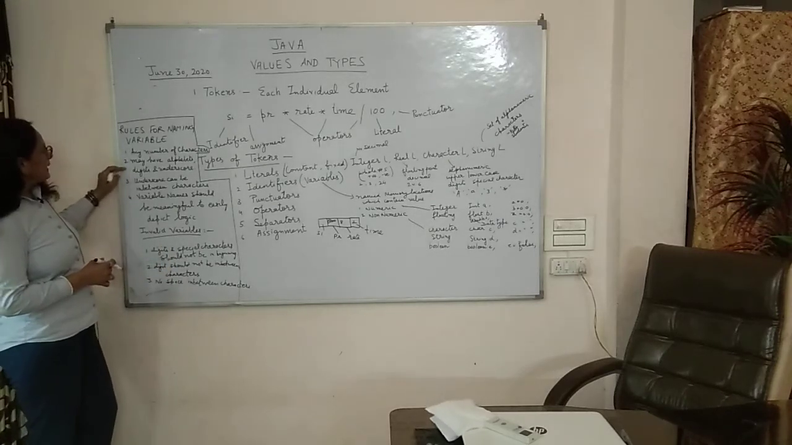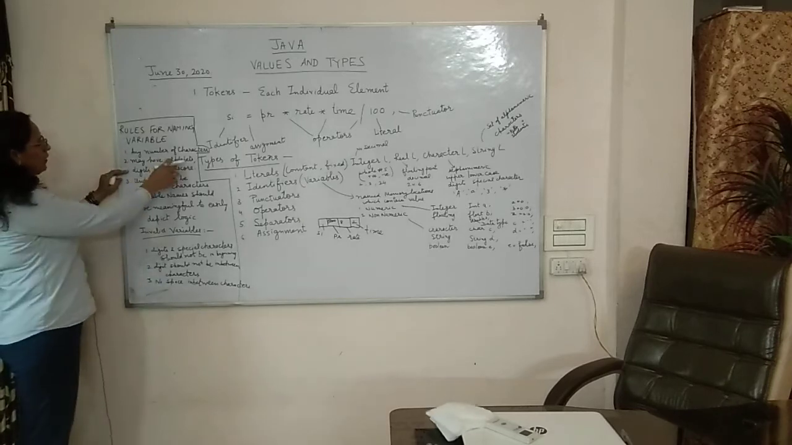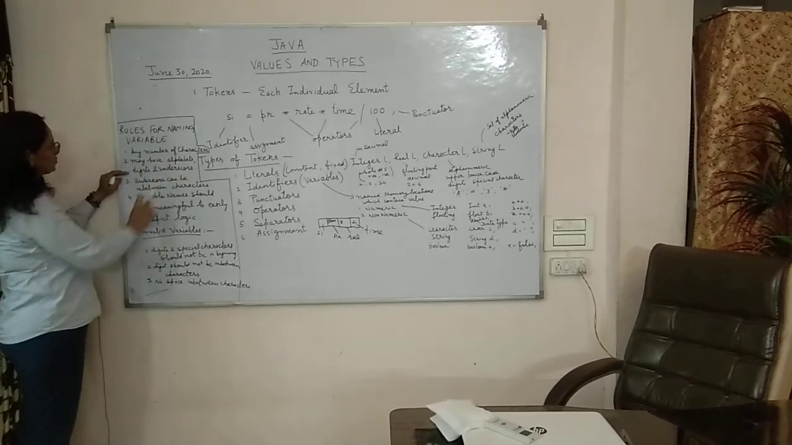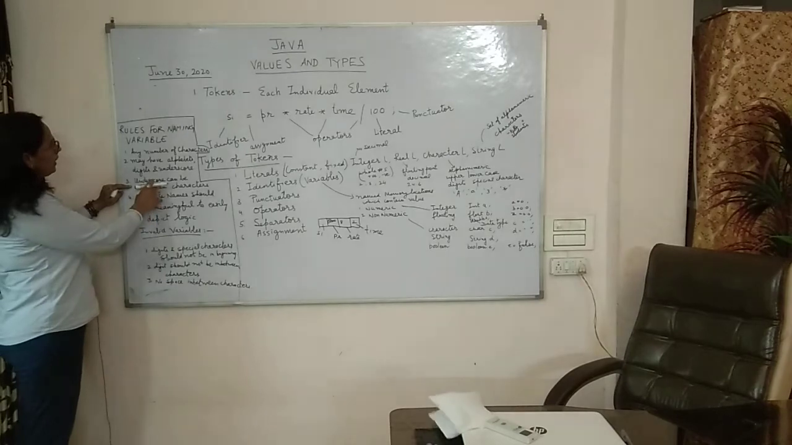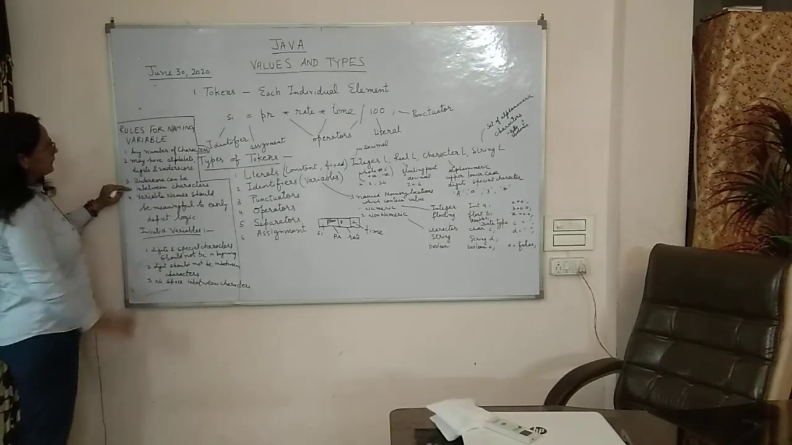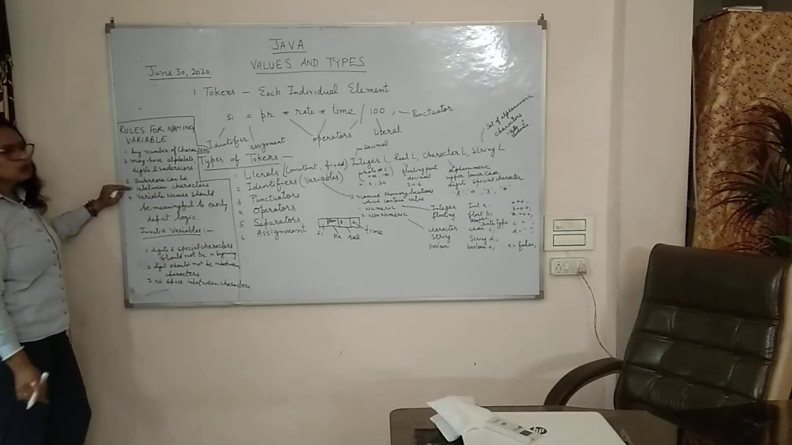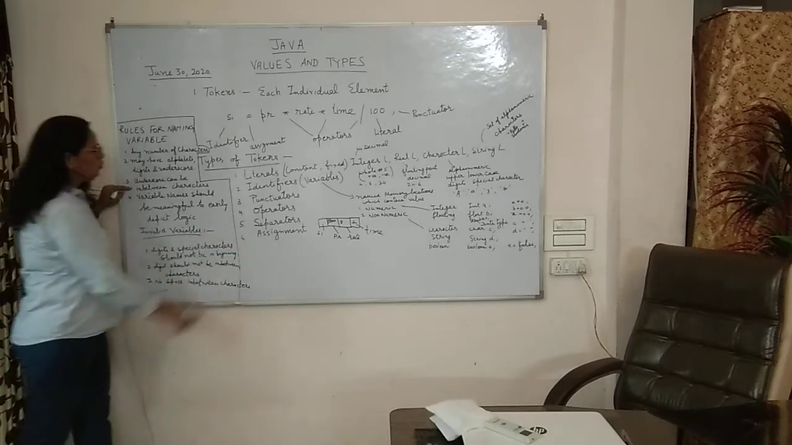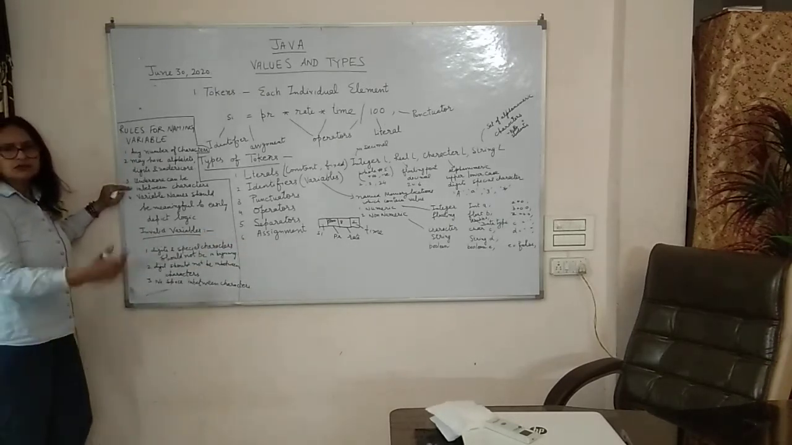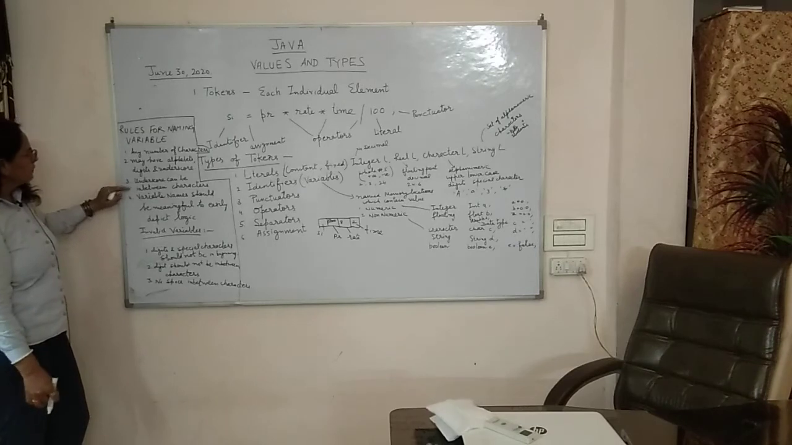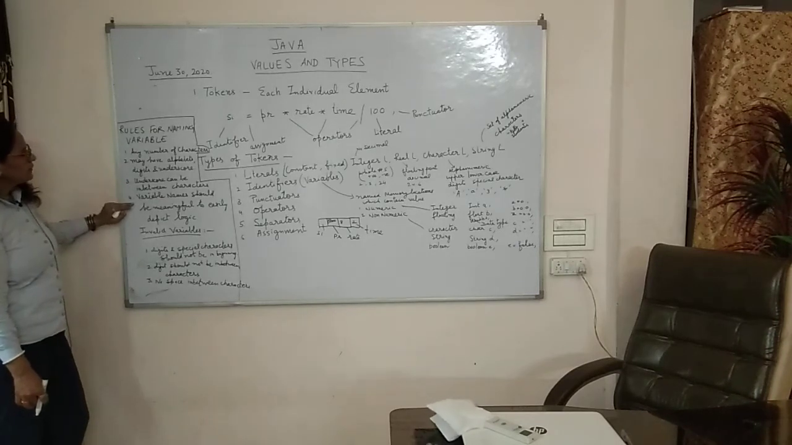Second, it may have alphabets, digits and underscores. Third, an underscore can be used in between the characters. Why do we use it in between the characters? Just to increase the length of the variable. Fourth, variable names should be meaningful. We have already done that.